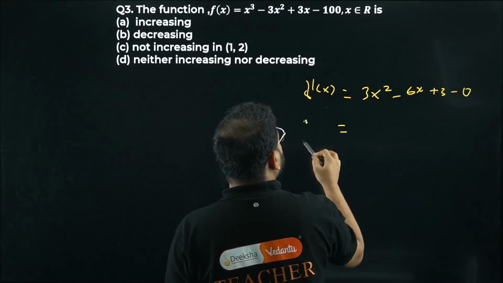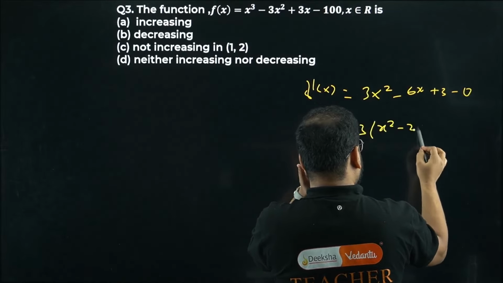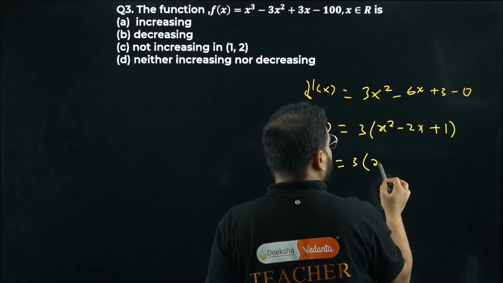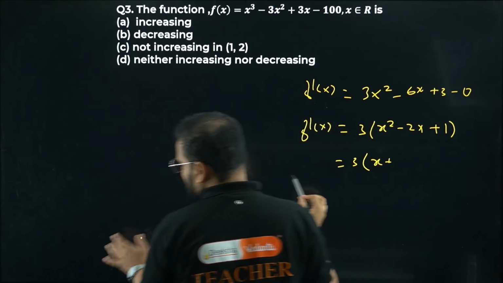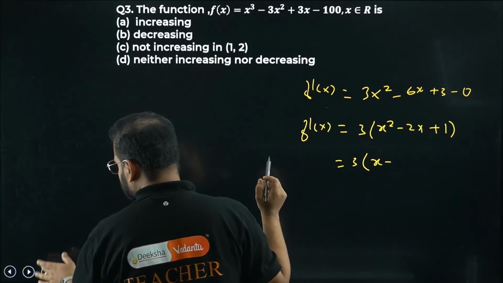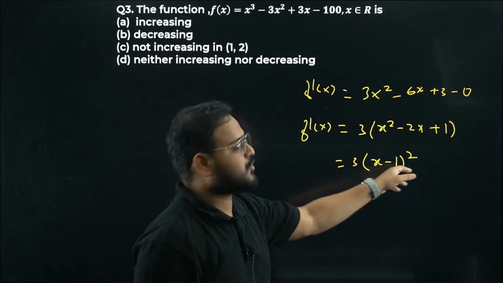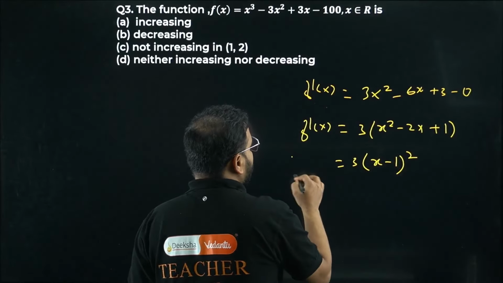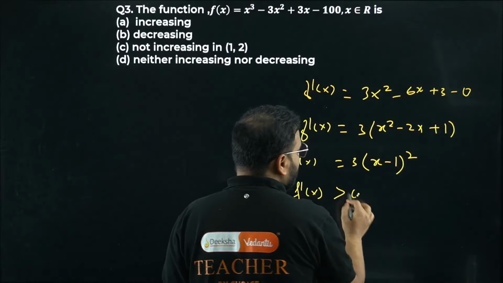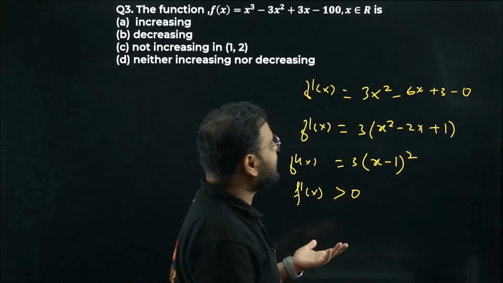So what I get over here, taking 3 common, is x square minus 2x plus 1. This is nothing but x minus 1 the whole square, right? Please check. x minus 1 the whole square: x square plus 1 minus 2x. Now you only tell me, from here what do we get? f dash of x will always be greater than 0. Can it be 0, sir? When x equals 1, it will be 0. Apart from that, it will always be greater than or equal to 0.